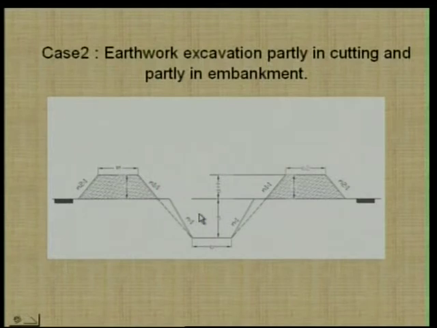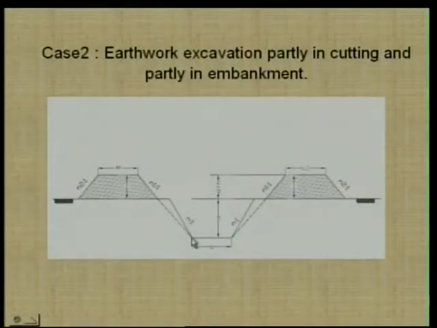So, how do we calculate the quantity of earthwork when the cross section of a canal is partly in cutting and partly in embankment? We have to calculate the sectional area of the canal partly in excavation, that is this portion, plus the sectional area of the canal partly in embankments. After calculating the sectional areas, multiplying by the length of the sections will give the quantity of earthwork required.